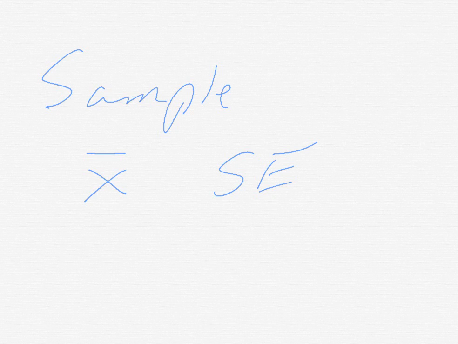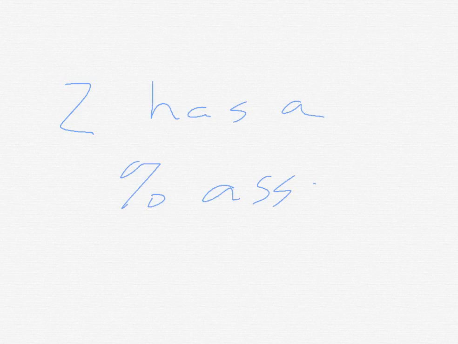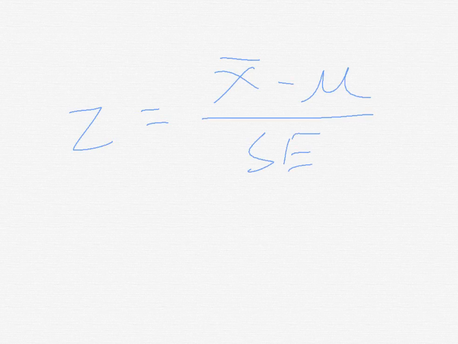Now, you might recall that a z-score has a percentage associated with it. And so using that information, we can then use this to build a confidence interval. And so basically, if we go back and look at this formula, z equals the sample mean minus the population mean over the standard error.